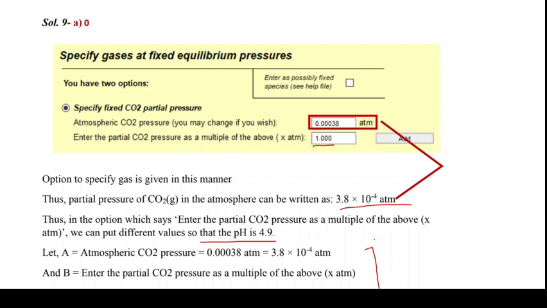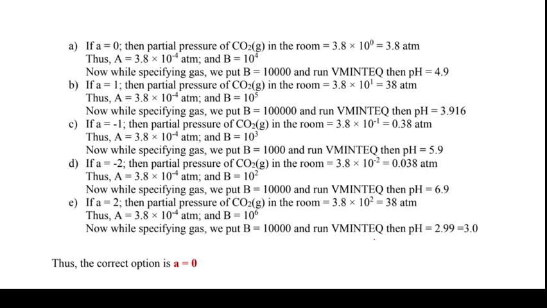We'll see. So if A is equal to 0, these are different iterations. If A is equal to 0, then we got pH 4.9. When A is equal to 1, then 3.916. When A is equal to -1, we got pH as 5.9. A is equal to -2, we got 6.9. So these are the different options that have been given in the multiple choice question we tried. Then the correct option is A is equal to 0.